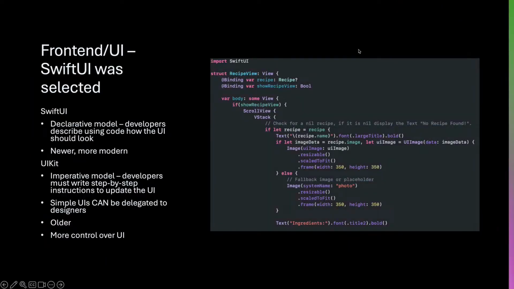For the front end and UI, I selected SwiftUI, for similar reasons to why I picked SwiftData, but I'll go into that in a minute. It's a declarative model allowing developers to describe using code how the UI should look, as opposed to UIKit, which is a bit more oriented toward designers. SwiftUI is a newer, more modern technology in itself. UIKit is an imperative model; developers must write step-by-step instructions. Simple UIs can be delegated to designers. It's older, but it does give you slightly more control over the UI.